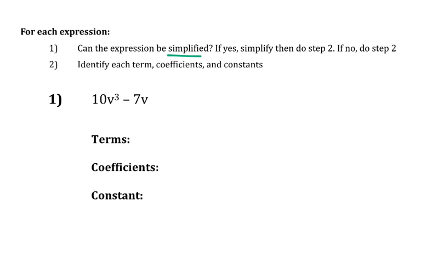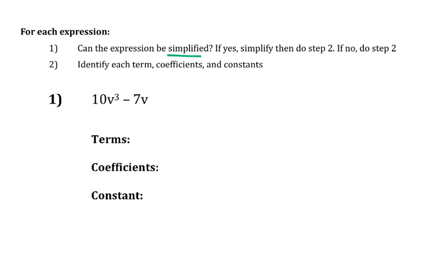So question number 1, it says 10v to the third minus 7v. So can it be simplified? What I have to look at is, do these variable parts match exactly? Now they're both v's, but I've got a v to the third and v to the first. They do not match exactly, so they can't be simplified. So I'm going to go on to step 2.